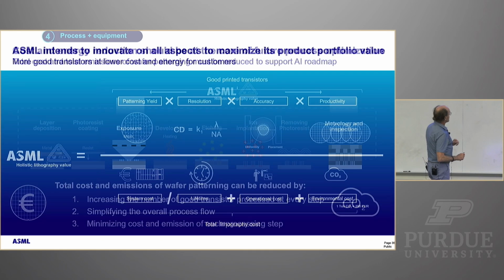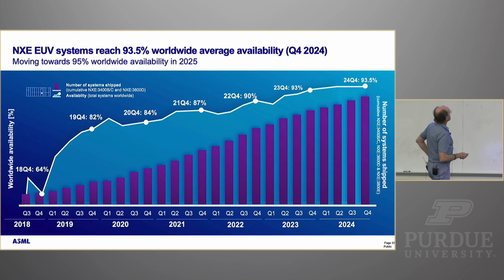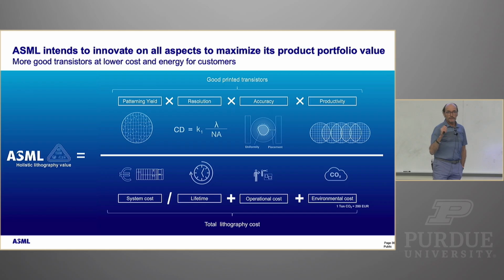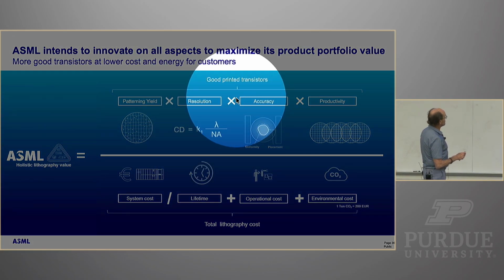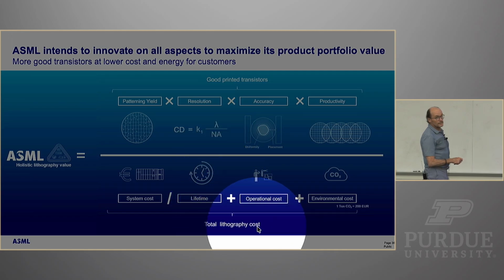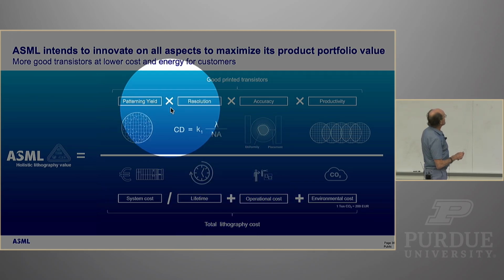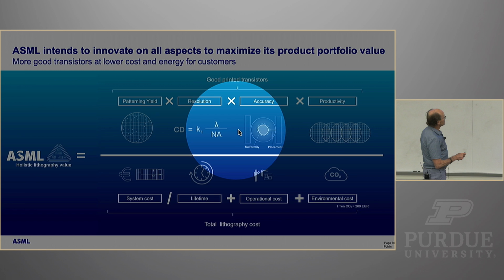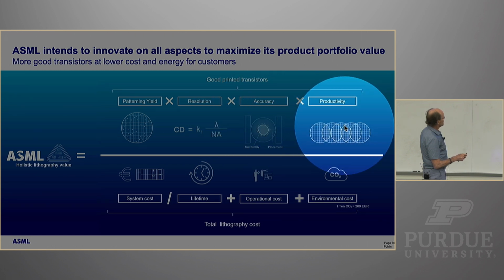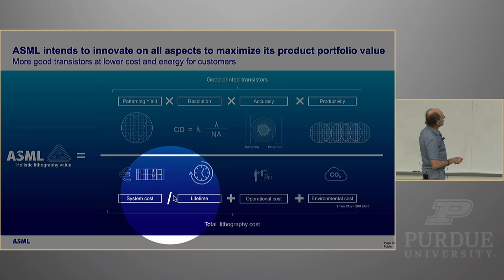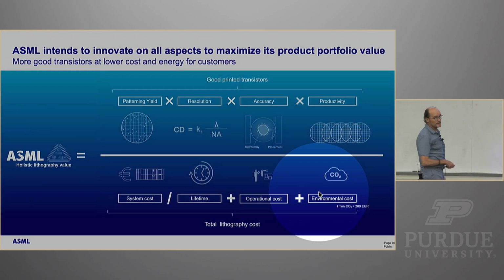So, in the interest of time, I'm going to skip forward a little bit. I do want to show you this. This is, in essence, the roadmap of ASML already for more than 30 years. Our value proposition to the industry is very simple. We try to make as many good printed transistors as possible for the lowest cost. And we do that by increasing the resolution, making sure that the yield is very good, that the overlay is very good, and by driving productivity. And then we try to reduce the operational costs and power consumption.